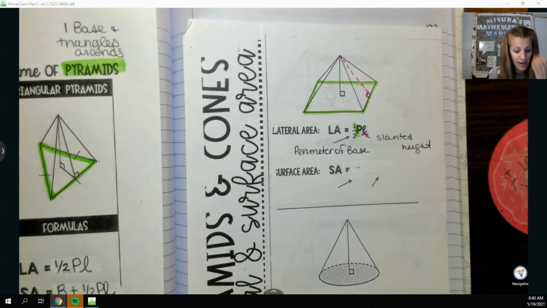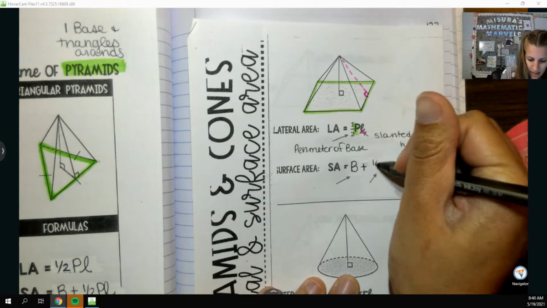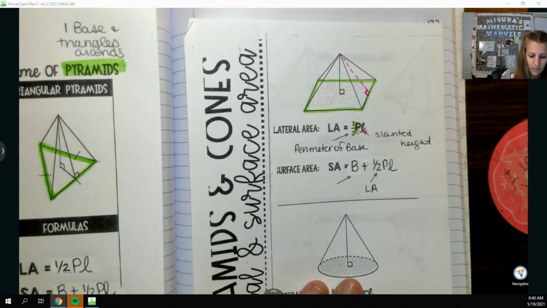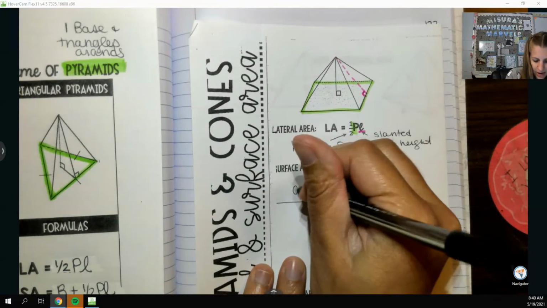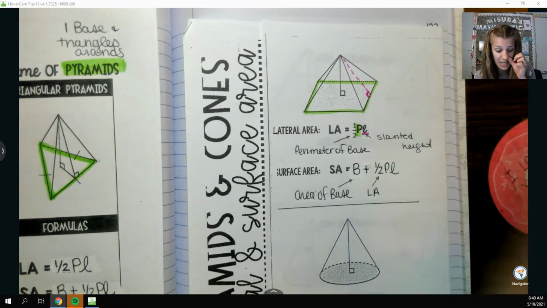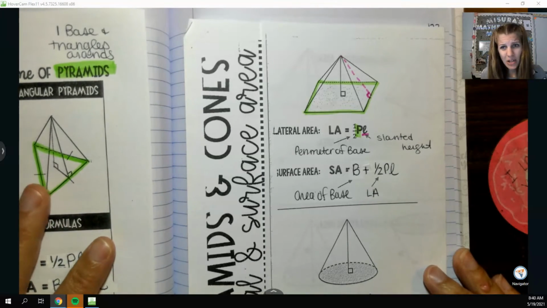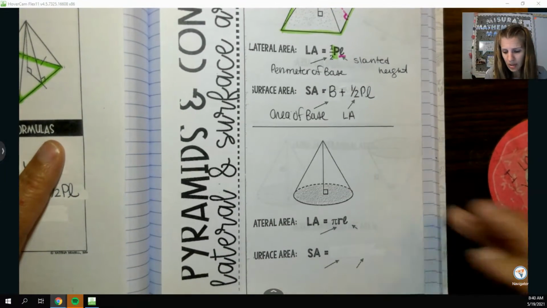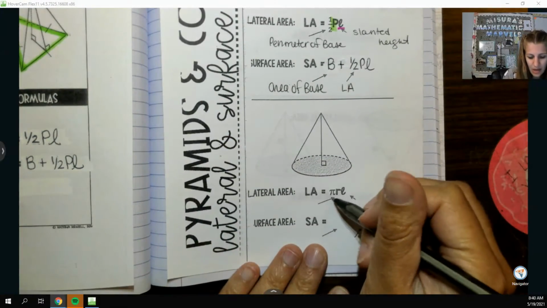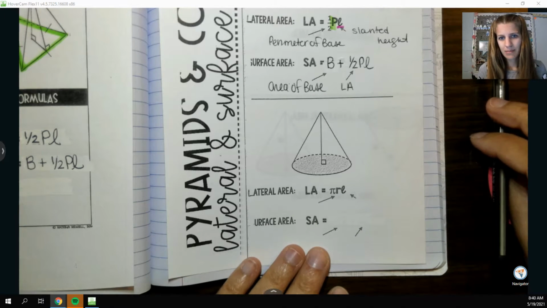Okay, then when we're finding the surface area, we're going to do the area of the base plus our lateral area, so half PL. So lateral area is right there. But then here we want the area of the base shape, whatever it is, in this case a square. Okay, same thing is true when my base is a circle. So lateral area, geez, the pi r feels like it's wrong, but it's not.